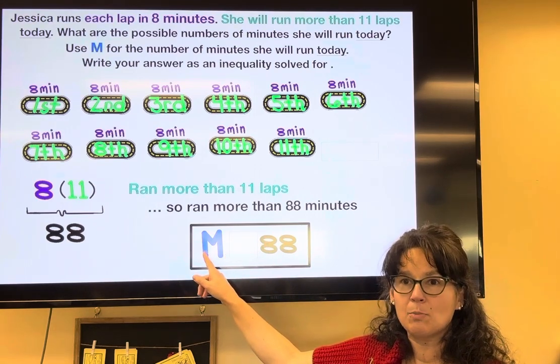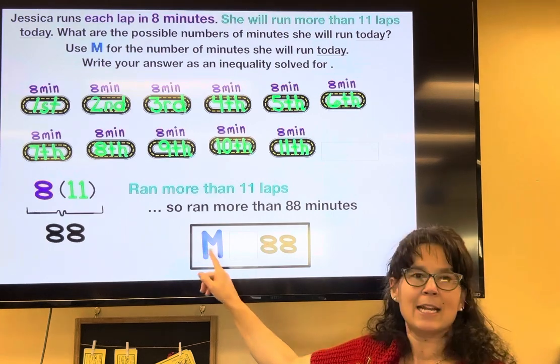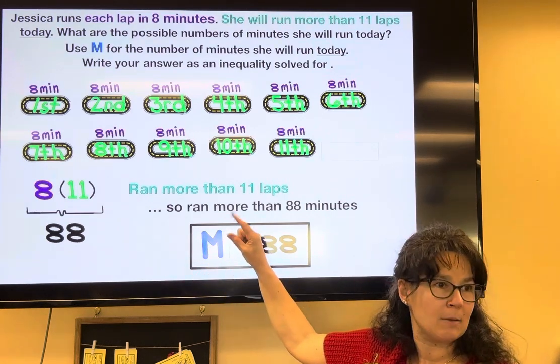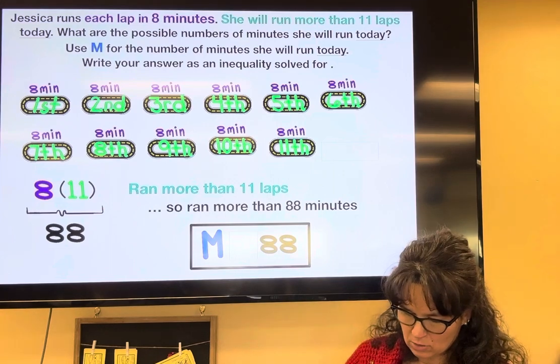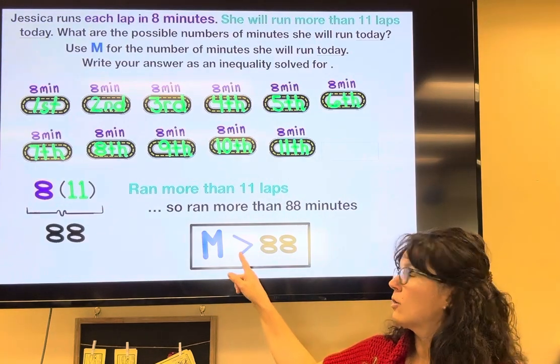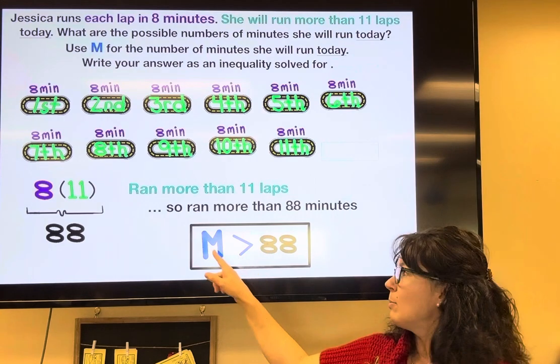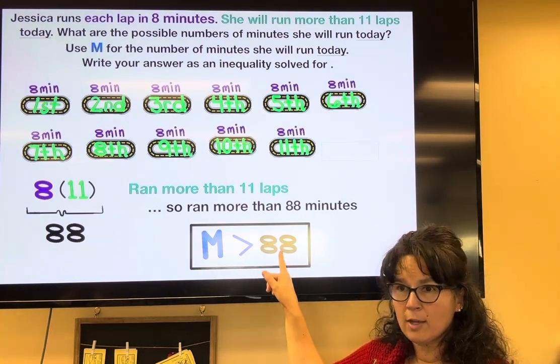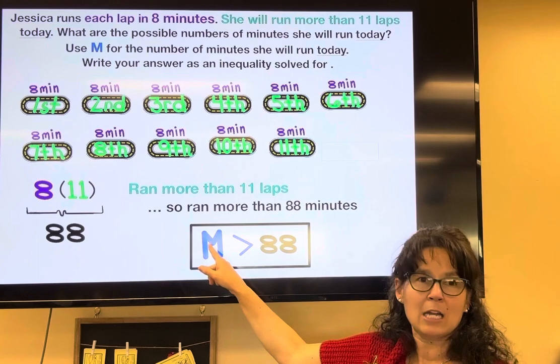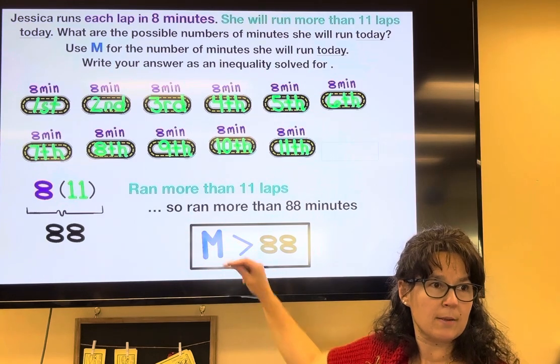So this side is bigger, and if this side is bigger, the alligator should be eating the big side. So I'm going to say greater than. I'm not going to say greater than or equal to, because 88 is not more than 88. But this side has got to be bigger, so this way.